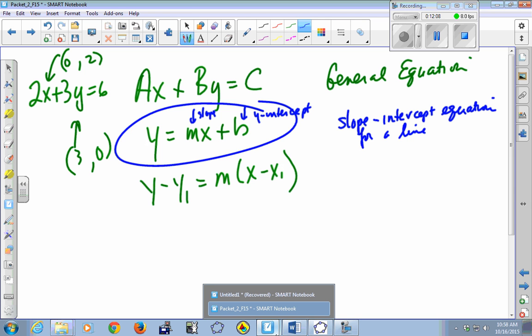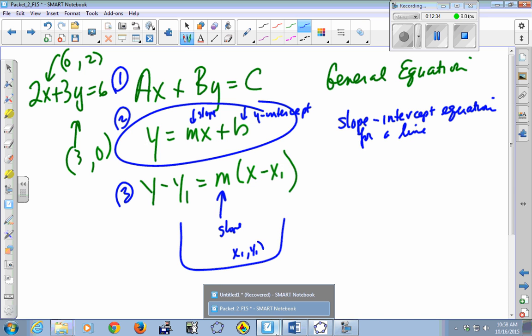Okay. The third equation is really very useful, but probably one that students tend to shy away from. And it has the slope in it as well, but you also see placeholders for a very specific point, x1, y1, and that's a point that lies on your line. That's a solution to your equation. So because we have the point x1, y1 in this equation, this is called the point slope equation for a line. Okay, so we're going to look at all of these today.